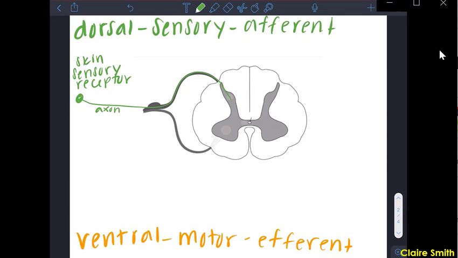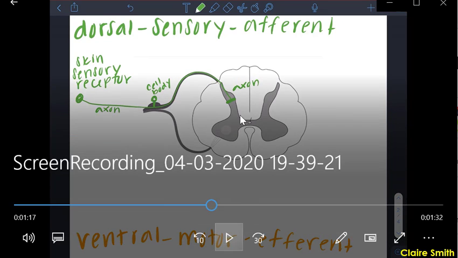Leaving that sensory receptor, we're going to have the axon of the sensory neuron. Then we're going to have a cell body, or the soma. The cell body of the sensory neuron is housed in that dorsal root ganglion, right? The reason that there's a bulge there is because the cell body of the sensory neuron is there. So that's why there's a bulge.